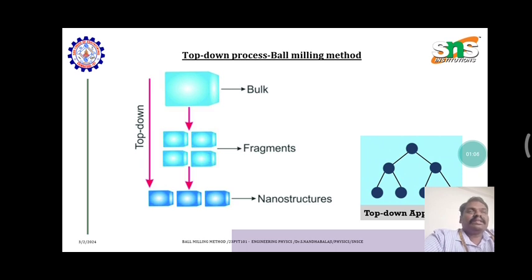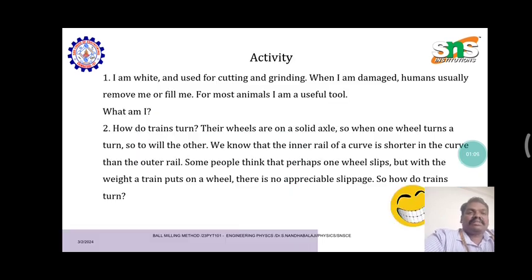This method is called the ball milling method. First of all, we are doing a small activity with two different questions. One: I am white and used for cutting and grinding. When I am damaged, humans usually remove me or fill me. For most animals, I am a useful tool. What am I?